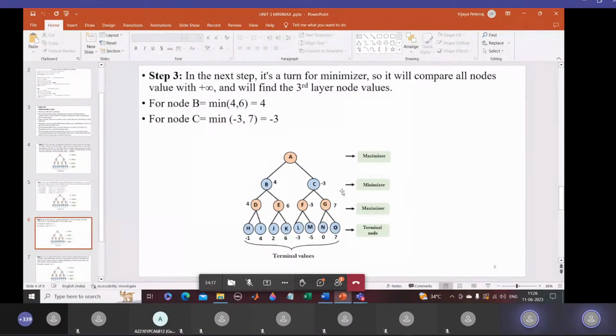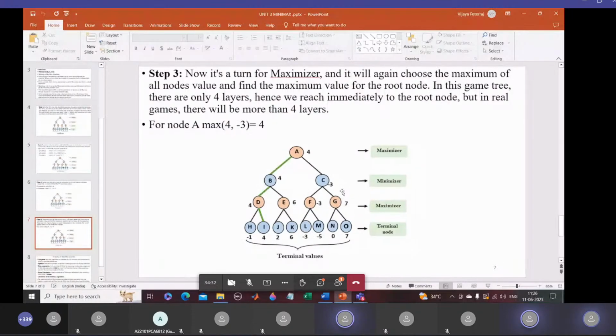Now the next level is the initial node. It is a maximizer. Which is the maximum value, 4 or minus 3? 4. Maximizer, so 4. This is the minimax algorithm. Understood?